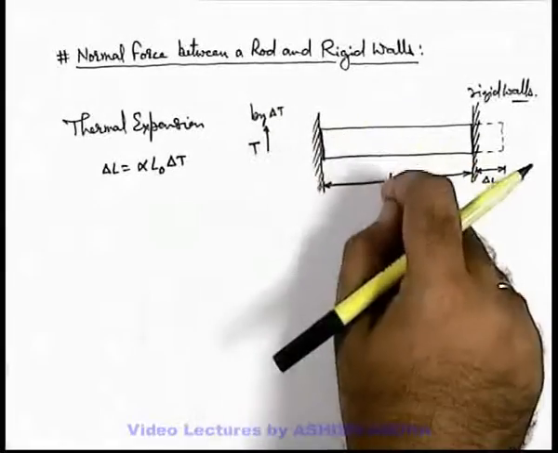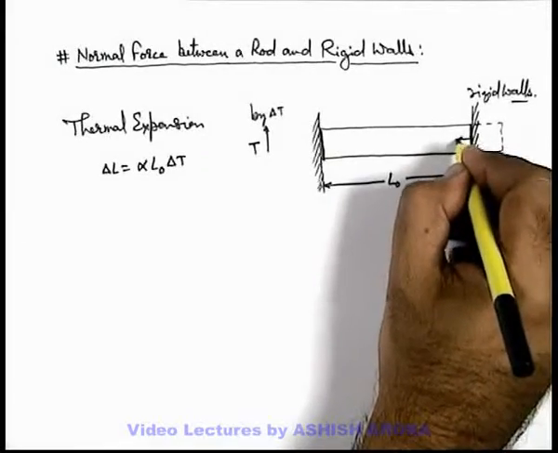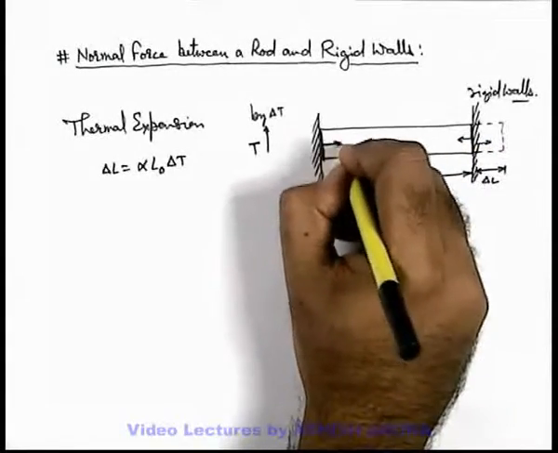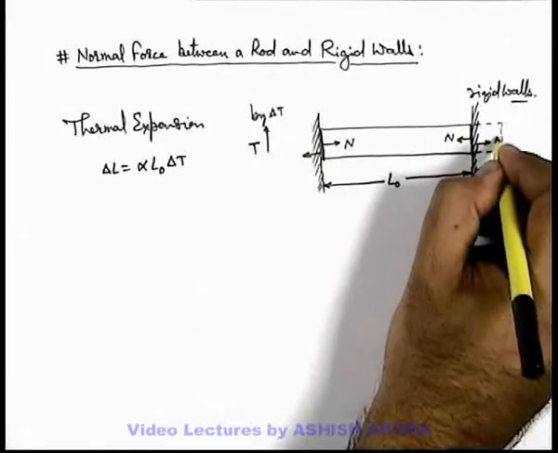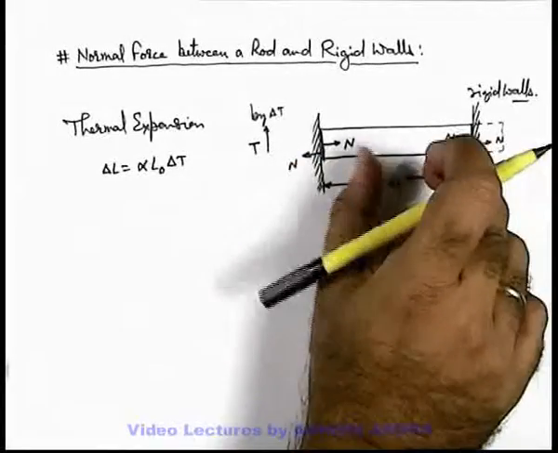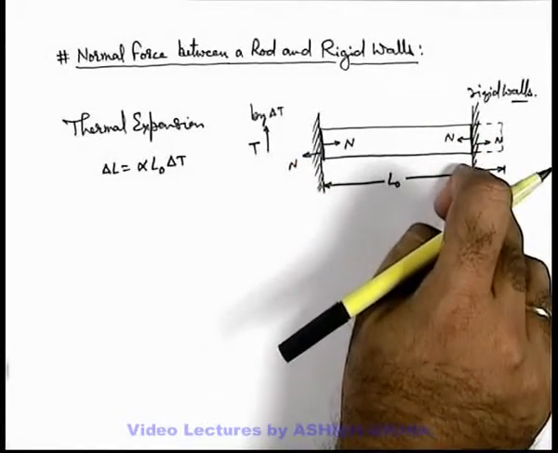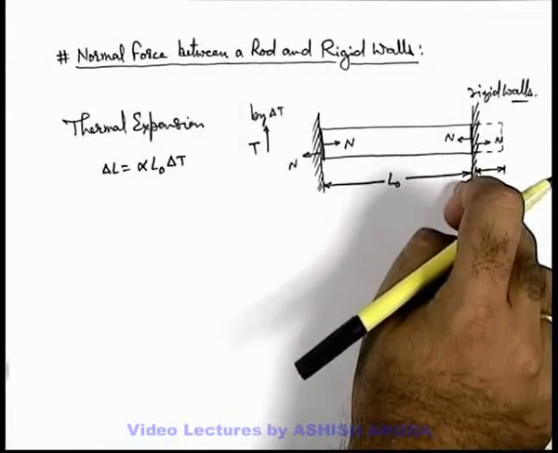As we increase the temperature, the rod will have a tendency to expand, and due to which the rod will exert a normal force N between the walls and the ends of this rod. And due to this N, elastically the rod will be compressed exactly by the same amount by which it would have expanded if no walls were there.